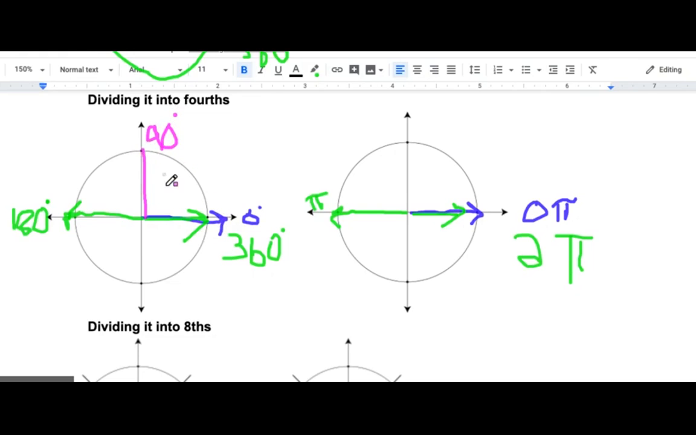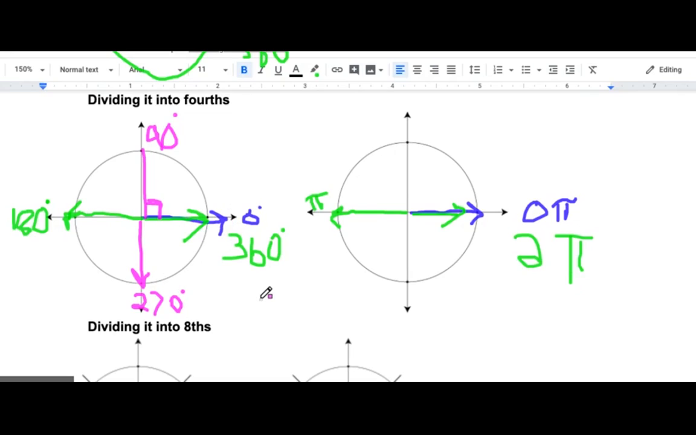From 0 up to here is 90. And you know this is a 90-degree angle. You see how that makes that perfect little square in there between the 0 degrees and the 90 degrees? Then if I do another 90, I'm at 180. But if I did another 90 degrees down here for this line, I'd be at 270. And then if I add 90 degrees again, boop, I get the 360.